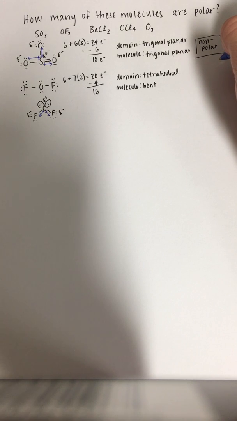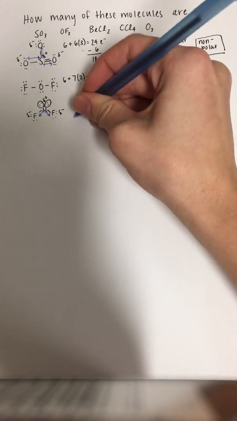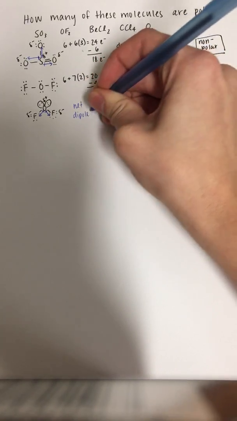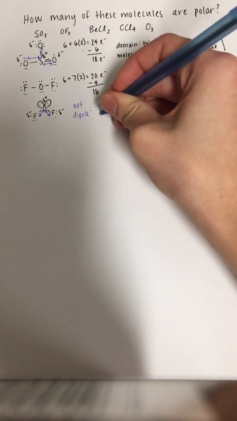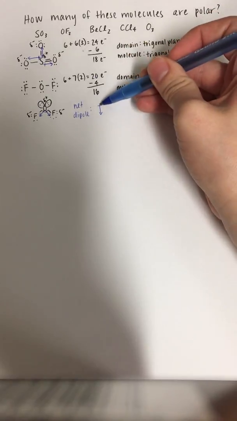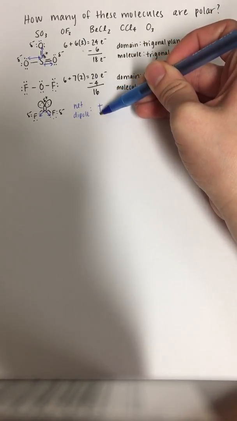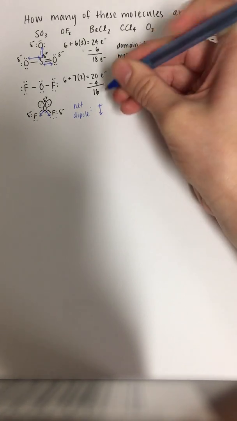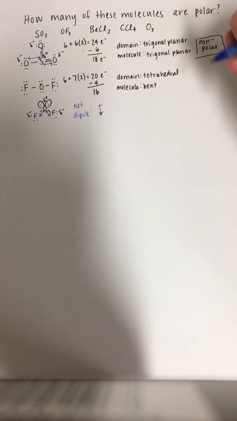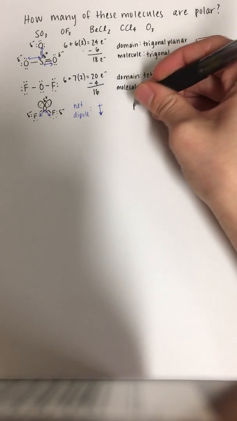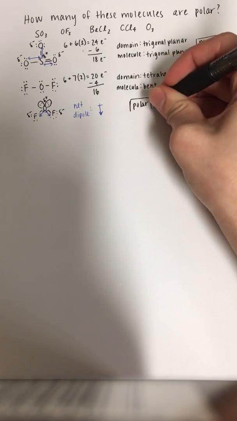These bond dipoles are not going to cancel out. They're going to create a net dipole on the molecule that is going to be downward from the less electronegative O atom to the more electronegative fluorines. So since the net dipole is moving downward, that means we have a polar molecule.